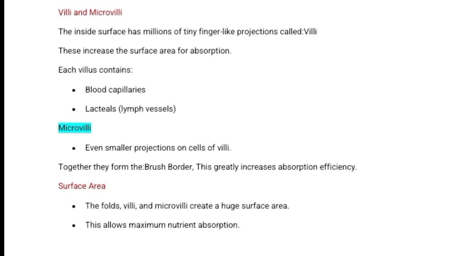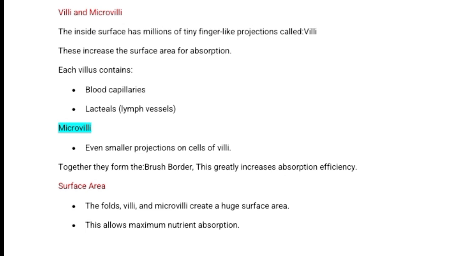Villi and microvilli. The inside surface has millions of tiny finger-like projections called villi. These increase the surface area for absorption. Each villus contains blood capillaries, lacteals, and lymph vessels, and microvilli, even smaller projections on cells of villi. Together they form the brush border. This greatly increases absorption efficiency.